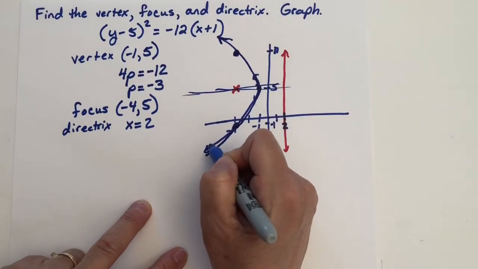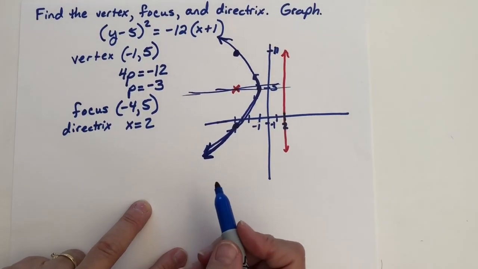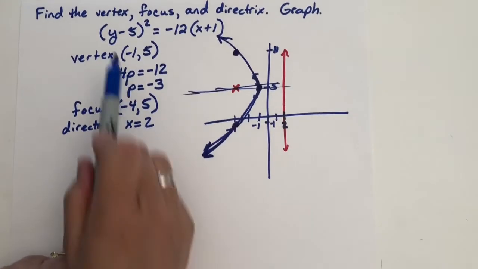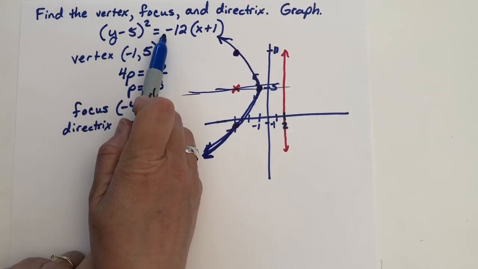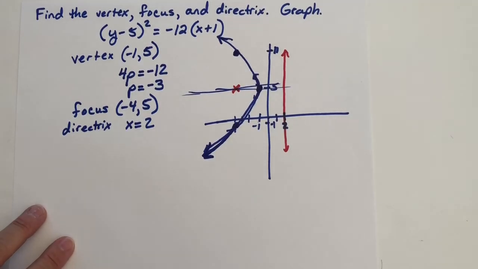Well, it doesn't look too beautiful over here. I should have made it a little smoother. Sorry about that. But here's my parabola. And this is part of the beauty of the equation in standard form. The vertex is looking at you, and the focus and directrix are easy to find. And you can even see how wide or narrow the parabola is.